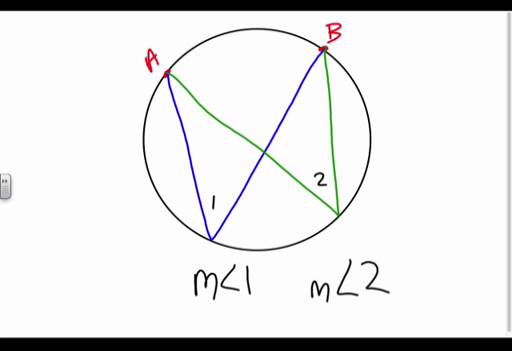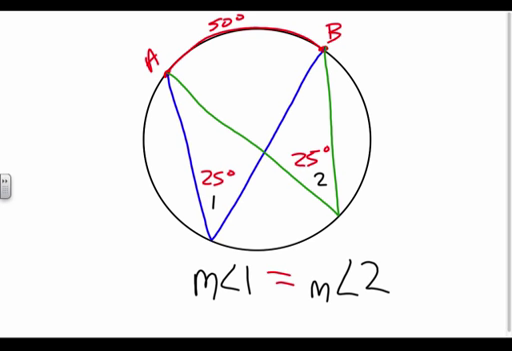What do you think? Well, if you notice, they both intercept arc AB. So won't they both be half the arc measure of AB? So for example, if AB was 50 degrees, wouldn't these both be 25 degrees? Because they're inscribed angles off of that arc. So we could say that they're equal. So basically, if I have inscribed angles that intercept the same arc, then they are equal, they are congruent.